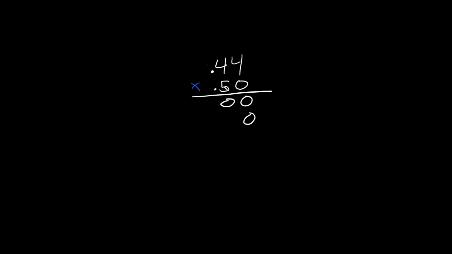And now we multiply. 5 times 4 is 20. Carry this 2. And then once again, 5 times 4 is 20, so this will be 22. That will be 22. And then we add. We will add here. And then 0. I'll change the colors to white real quick. It will be 0, 0, 2, 2.